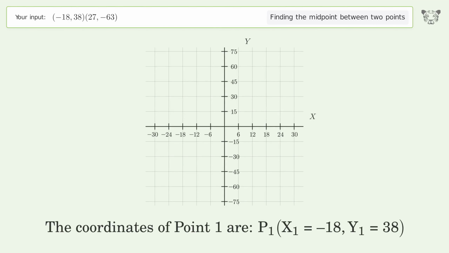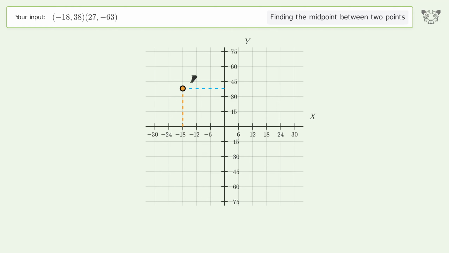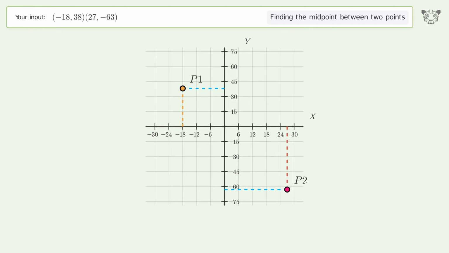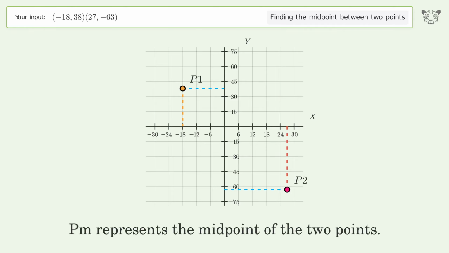The coordinates of point 1 are, x1 equals negative 18, y1 equals 38. The coordinates of point 2 are, x2 equals 27, y2 equals negative 63. PM represents the midpoint of the 2 points.